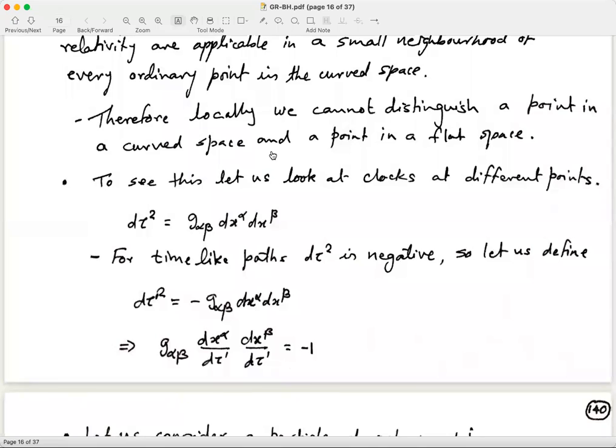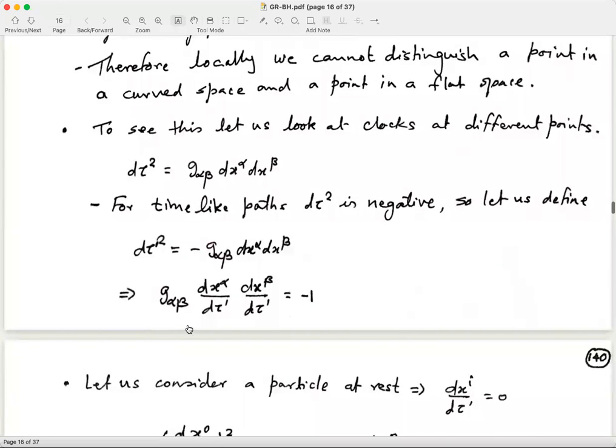So what we could try to do is to ask how clocks tick at different points in the curved space. The proper time is of course given by d tau squared equals g alpha beta dx alpha dx beta, and if you are looking at timelike paths, then for our choice of signature, timelike paths would require d tau squared to be negative. So let's define some new quantity d tau prime, which is minus g alpha beta dx alpha dx beta. Then this tells us that g alpha beta (dx alpha by d tau prime)(dx beta by d tau prime) equals minus 1. This is just a rearrangement of this equation.